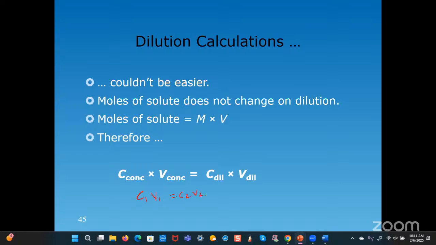Whenever you're using this equation, it doesn't matter what the units are for concentration or for volume, as long as they're the same on both sides. So the molarity units for C1 must be the same for C2, and the same is true for the volume units. Volume units could be liters, milliliters, gallons, whatever, but the units must be the same. That's important because you could be given a question where V1 is given in milliliters and V2 in liters. That means you have to do some conversion before you plug the numbers into the equation, and then you solve it.